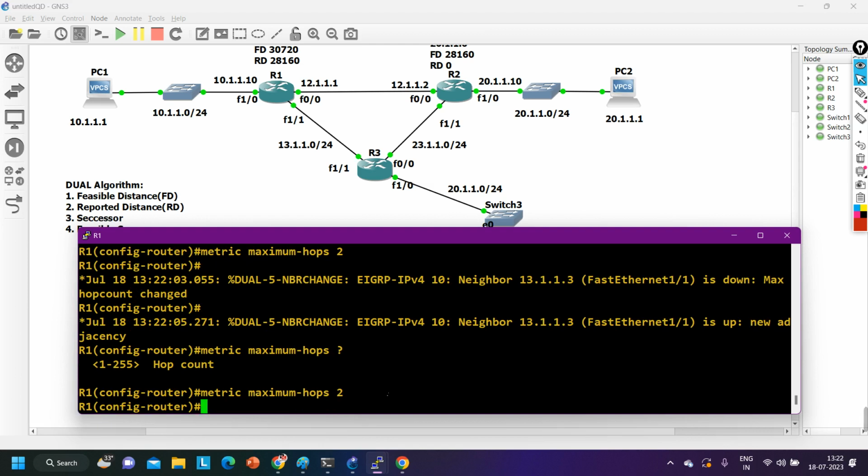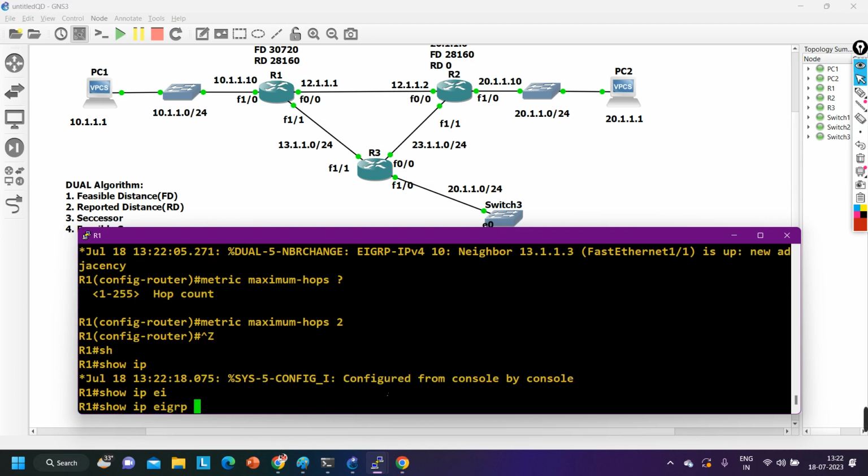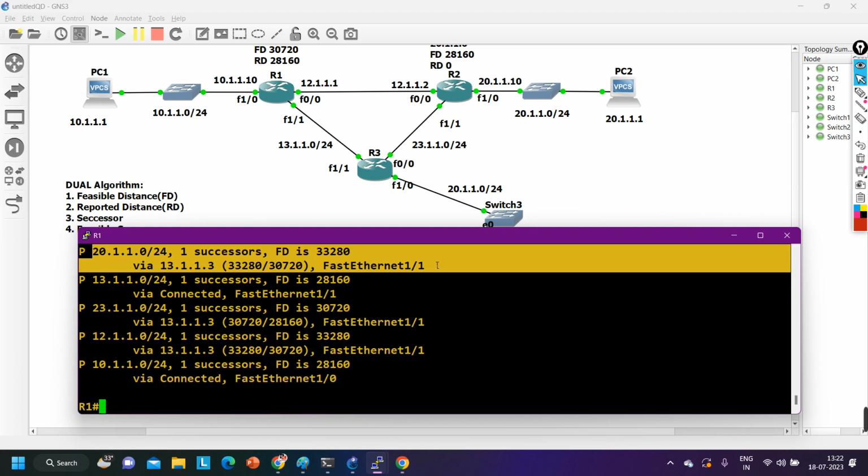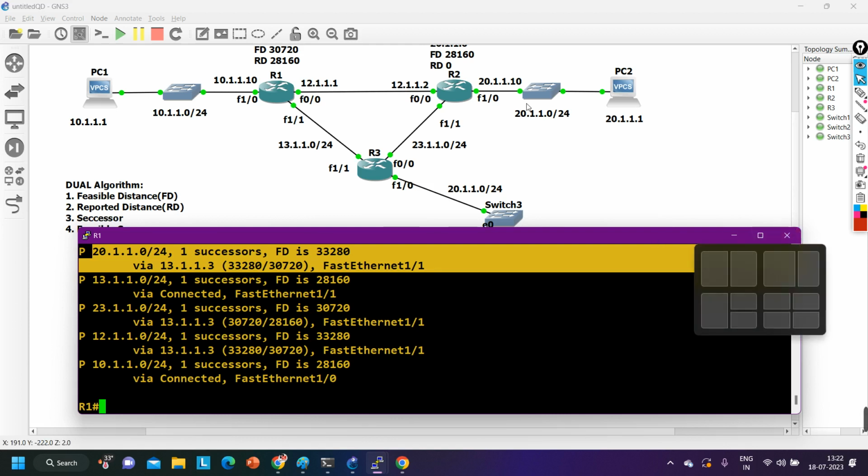Okay, so I have set it, and show ip eigrp topology. Again, it has installed the 20 network. But the router will not receive any prefixes coming from 3 hops away, because the maximum hop allowed is 2 only. Getting my point, guys? Yes. Done. So this is the concept of maximum hop count and maximum paths.